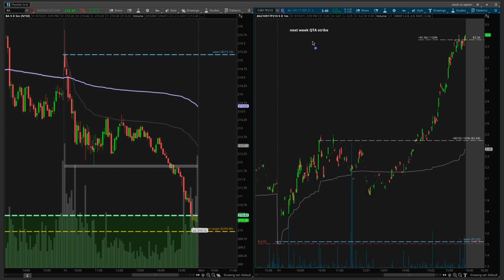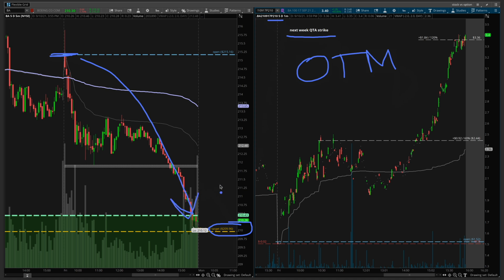And moving right along, here is the QTA strike, which I'll also refer to as the out the money. Since this is not the at the money option, this is going with the 210 put. So 210 put, and this is where Boeing was at the open. So obviously this is pretty far out the money, but it's next week's expiration. So it's a little bit safer of a contract to trade since it's not going to lose all of its value in the same day.